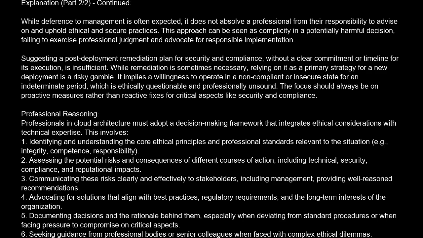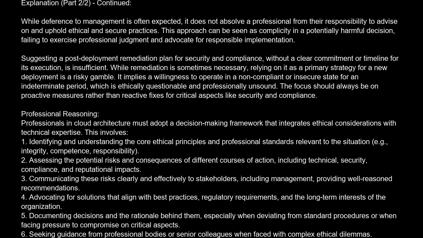Professional reasoning. Professionals in cloud architecture must adopt a decision-making framework that integrates ethical considerations with technical expertise. This involves: 1. Identifying and understanding the core ethical principles and professional standards relevant to the situation, e.g., integrity, competence, responsibility. 2. Assessing the potential risks and consequences of different courses of action, including technical, security, compliance, and reputational impacts. 3. Communicating these risks clearly and effectively to stakeholders, including management, providing well-reasoned recommendations.